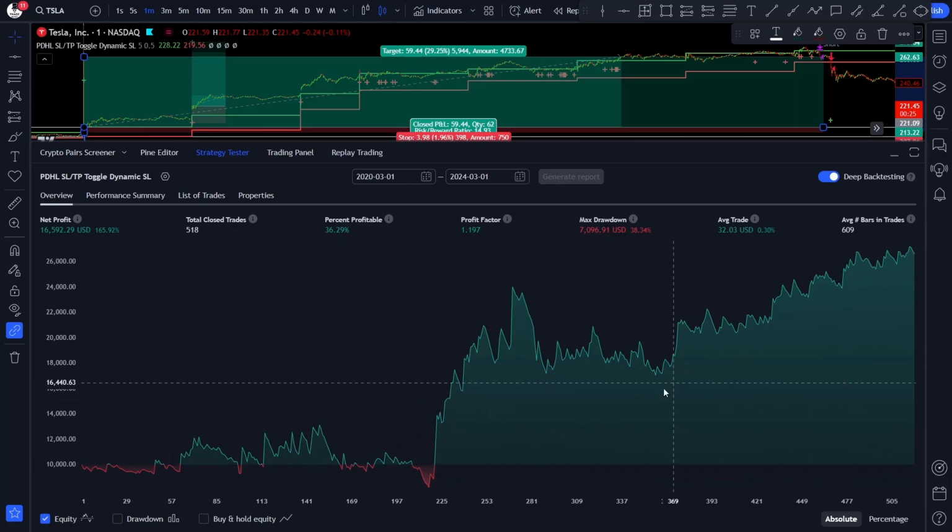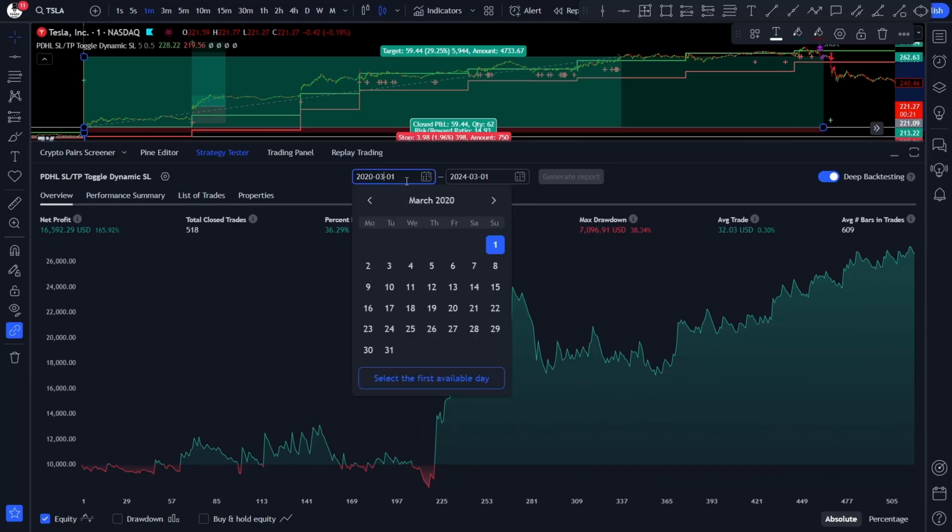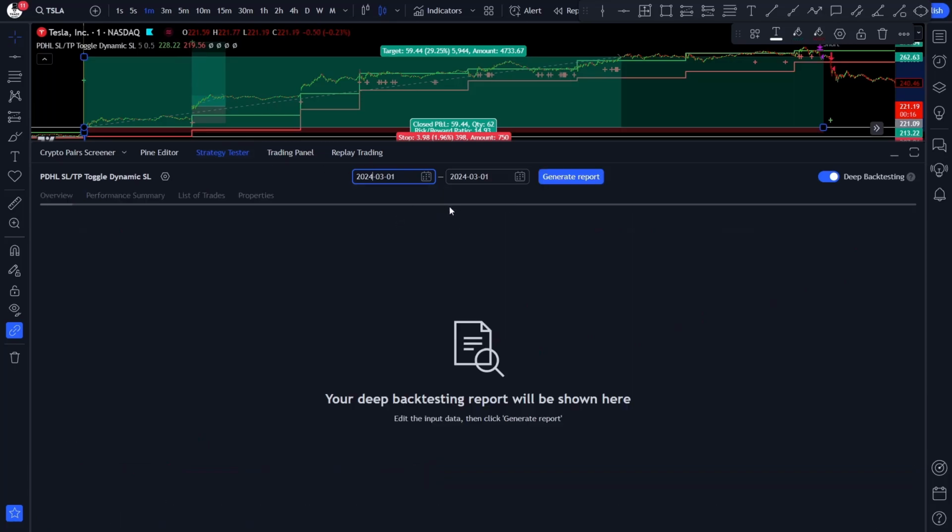Now let's take a look on the after optimization date performance, so the out of sample data. I will set the start date to 2024, the 1st of March, and the end date to August the 20th.